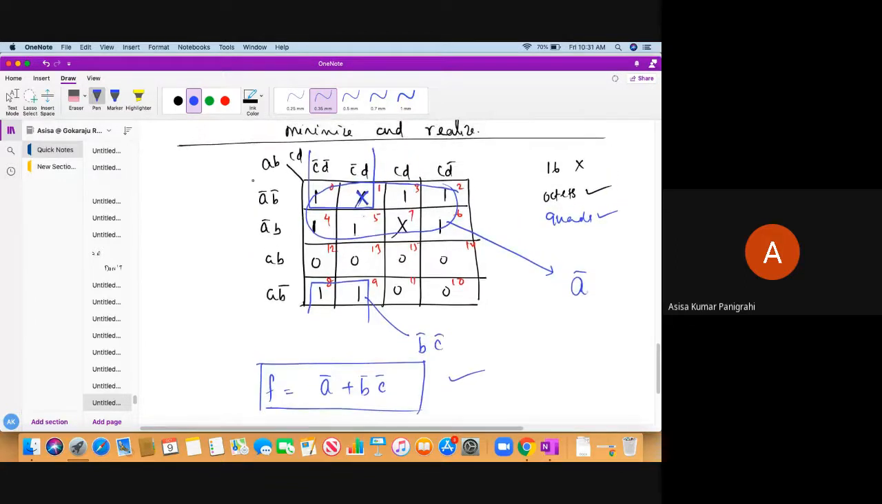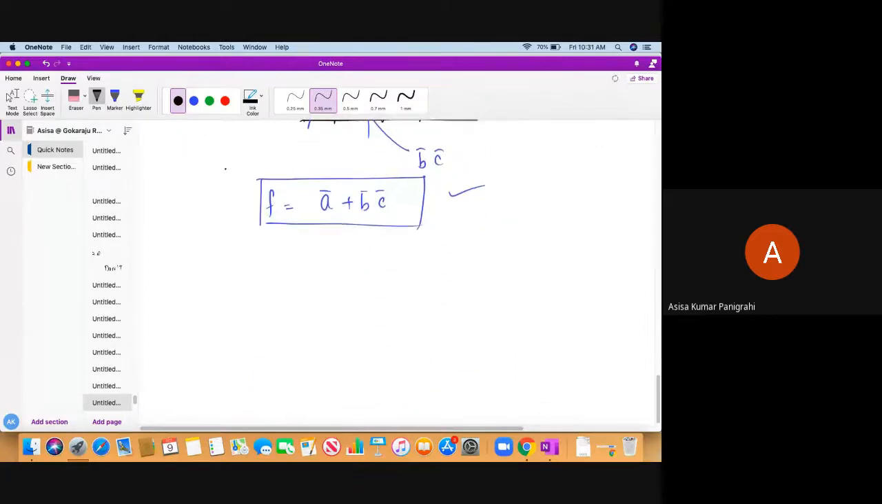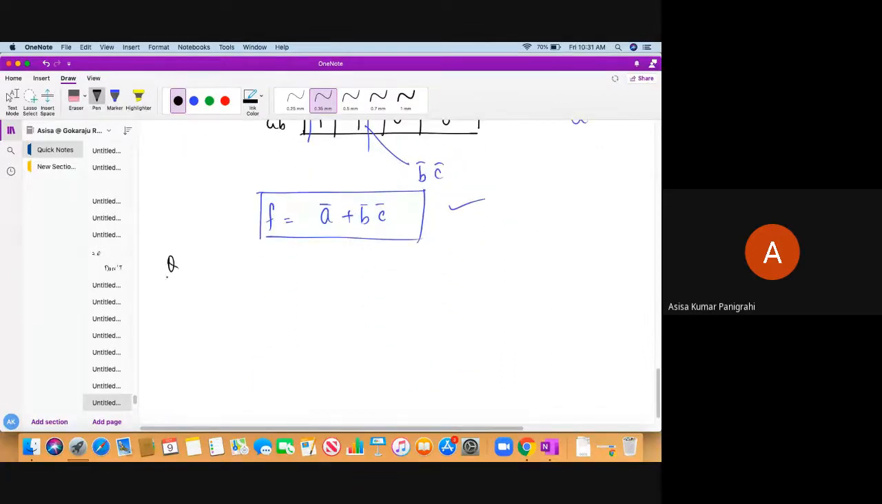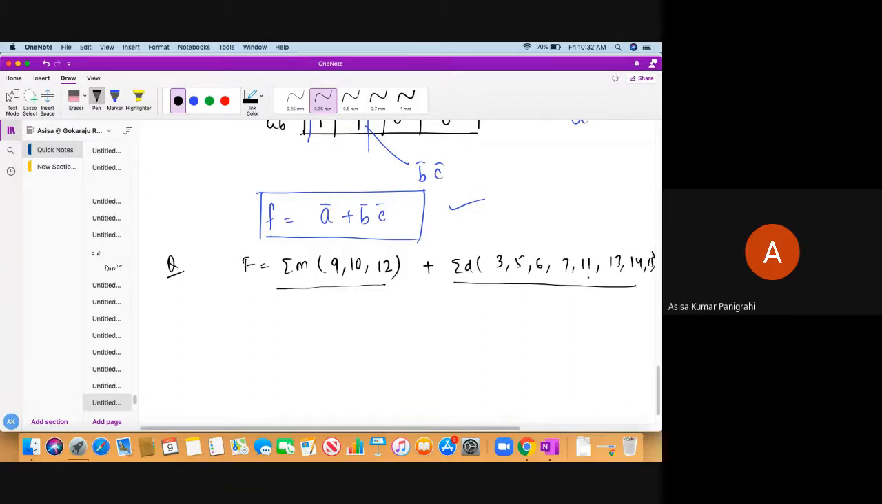Do you all understand what way we are doing? Very simple. And is there anything else? Yes, one more I'll do, one important question. This is F equals summation of m 9, 10, 12 plus summation of d 3, 5, 6, 7, 11, 13, 14, 15. Do you understand here? The minterms present in the particular function are fewer compared to the don't cares. If this type of question comes, what will you do?